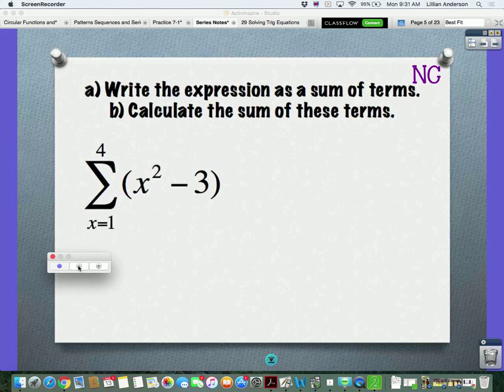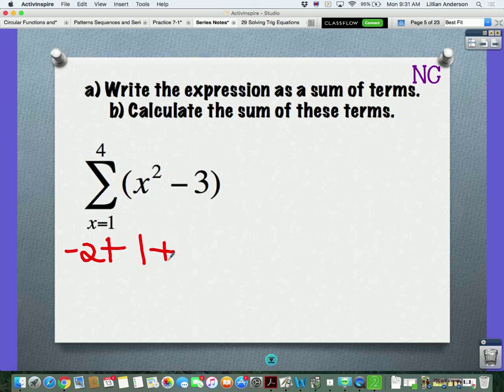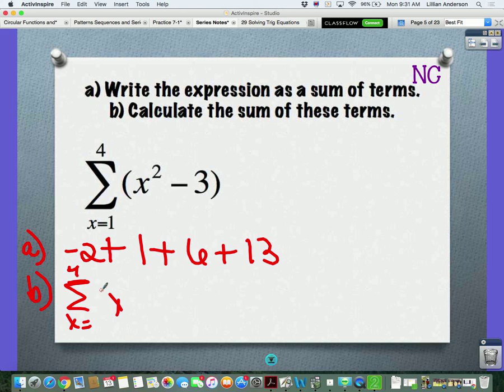All right, so you had to write out the expression as a sum of terms. That literally means writing out the sums. What was the first term that you got? -2, and then... Okay, so this would have been your answer to A. Then B is just the sum of them, and you got 18. There we go. Simple enough, yeah?